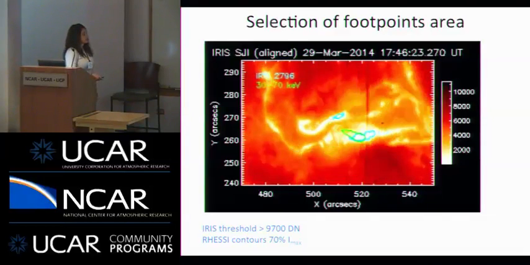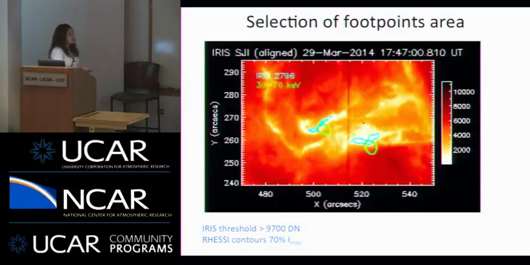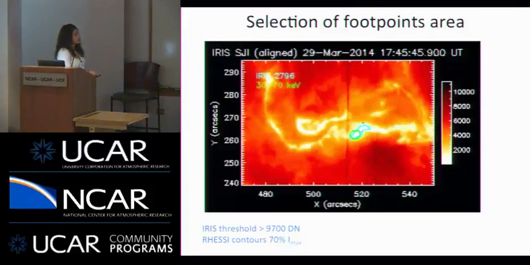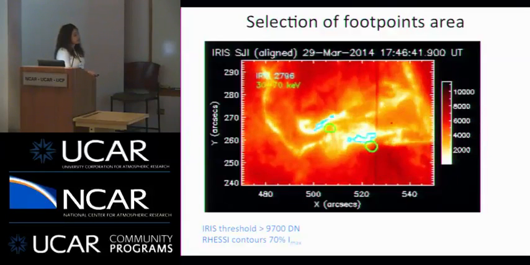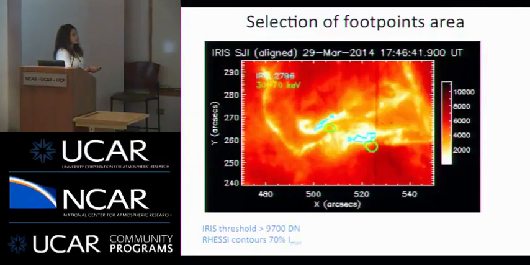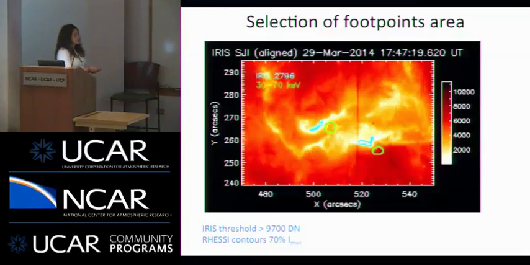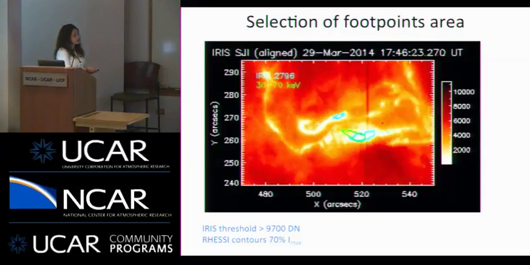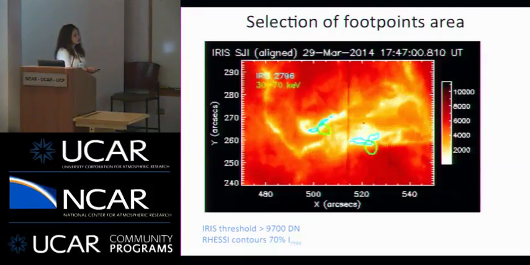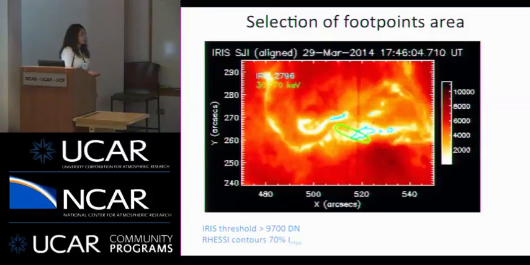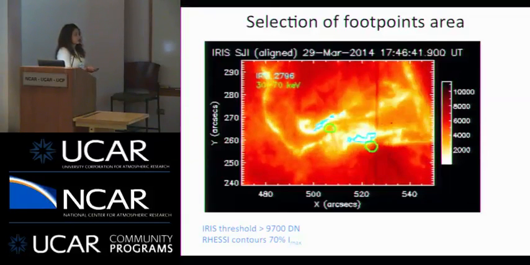What we did here, so this is the IRIS slit-jaw, and we selected the footpoints of the flare as the threshold in the IRIS image of 9700 counts. I plot here the RHESSI contours between 30 and 70 kiloelectron volts. This is the slit, and you can see that there are some time intervals, some snapshots at which both contours overlay and the slit overlays over the X-ray emission. So I will compare observation with simulation at these certain times.